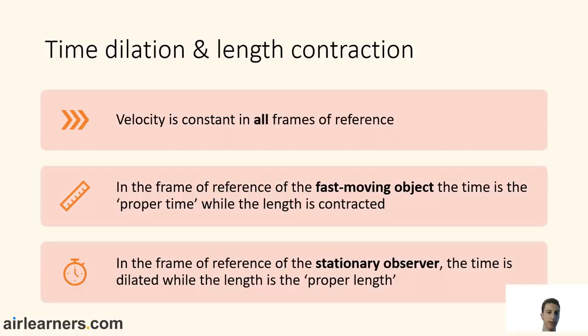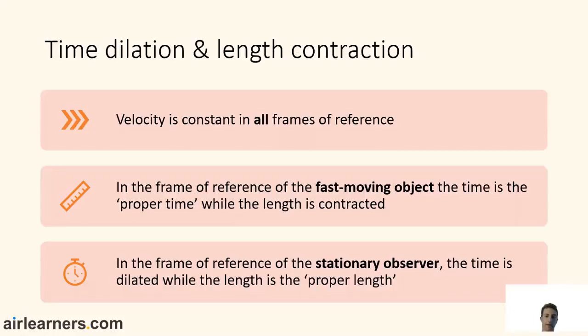Right, so the important thing to note just before we start is that velocity is a constant in all frames of reference. What that means is that if I measure your velocity and you measure my velocity, and we have no indication of external movement, so we can't tell which one of us is moving, then we'll each measure our velocities to be the same as the other person.